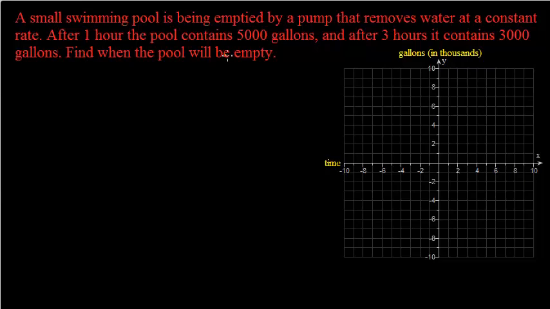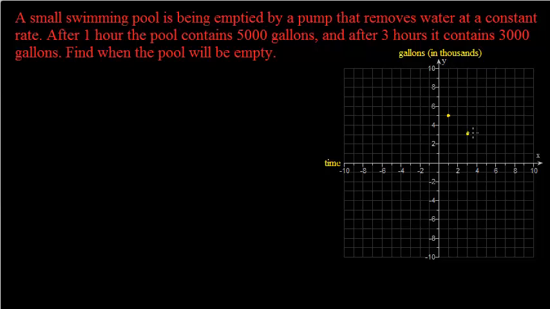If after 1 hour the pool contains 5,000 gallons, well, here's our 5,000 gallons, and here's after 1 hour. That gives us this point here. Okay, after 1 hour, it had 5,000 gallons. Then, after 3 hours, it contains 3,000 gallons. So we go to 3 hours and 3,000 gallons and put a point there. Now we have 2 points, and 2 points make a line. These 2 points are the point (1, 5,000) and (3, 3,000).